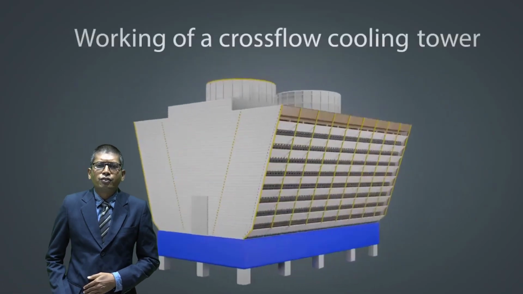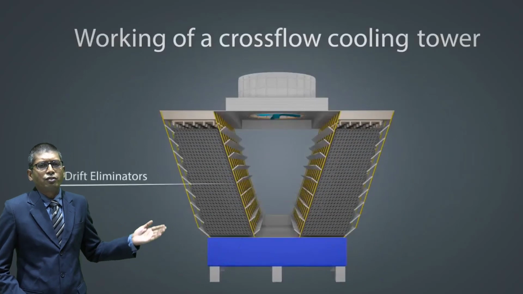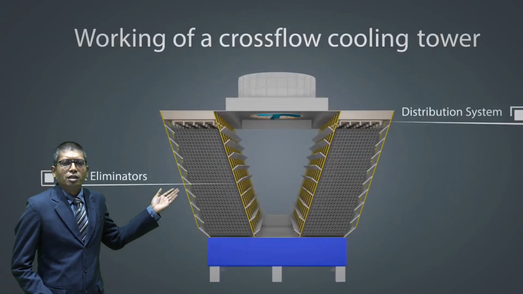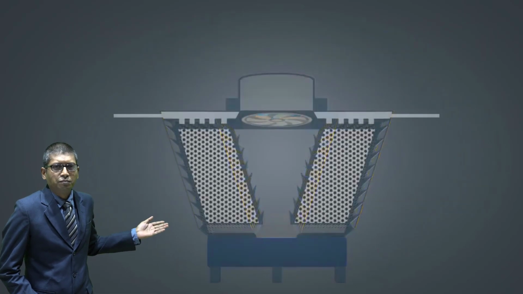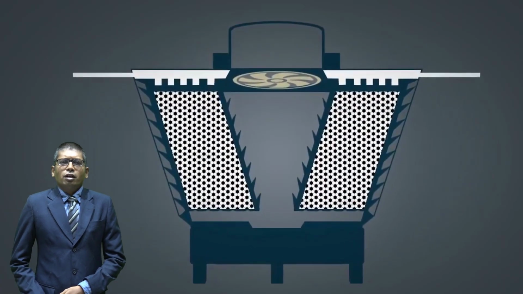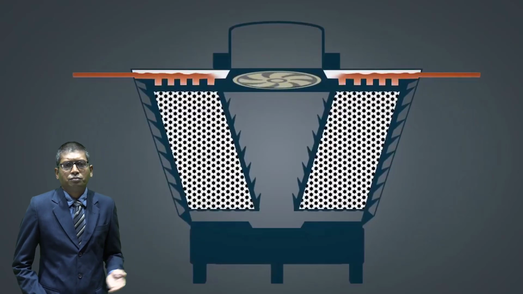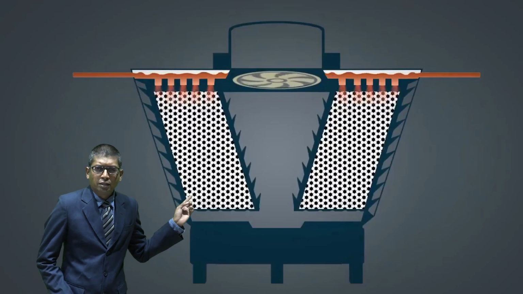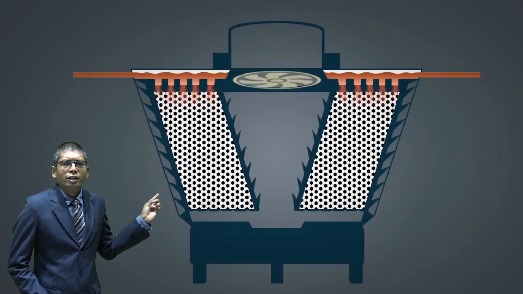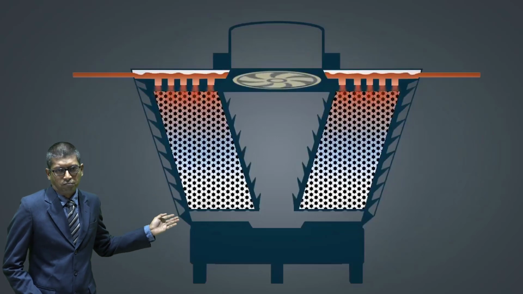Now let us see the components of cross flow cooling tower. It has drift eliminators, distribution system, film media and exhaust fan. Now let us see the working principle of cross flow cooling tower. Hot water is sent through the pipe to the cooling tower. There it is distributed onto the film media through the distribution system.